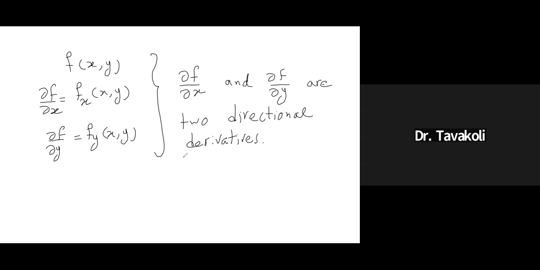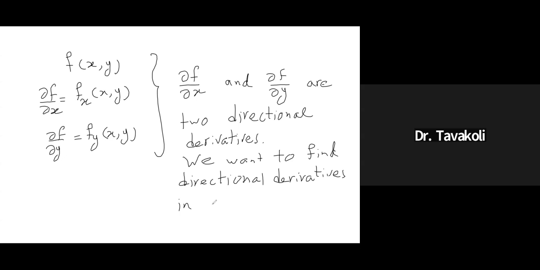So today we want to find directional derivatives in a given direction. So these two are two of the directional derivatives. As I explained, partial derivative of f with respect to x is with respect to the positive direction of x-axis, and partial derivative of f with respect to y is in the positive direction of y-axis. But we might have other directions.